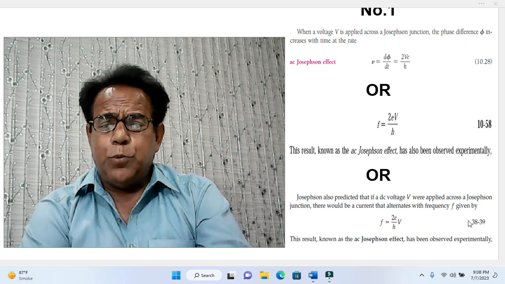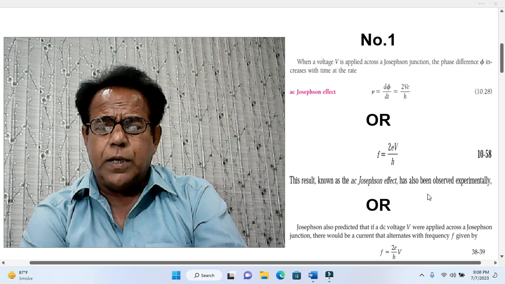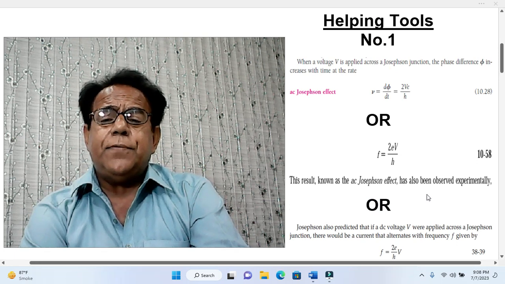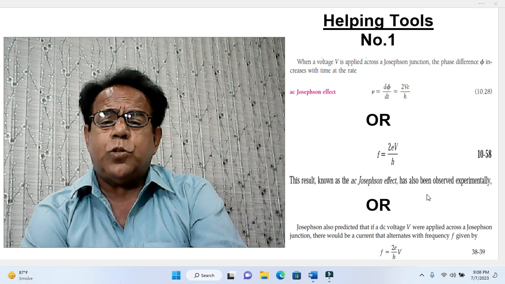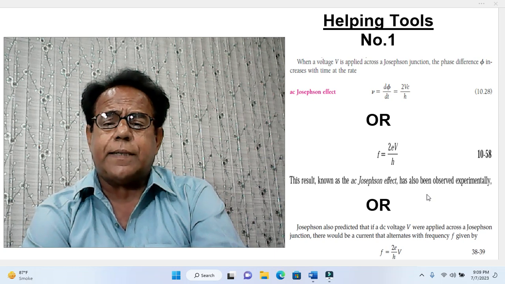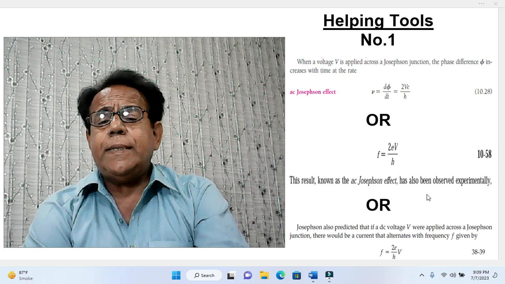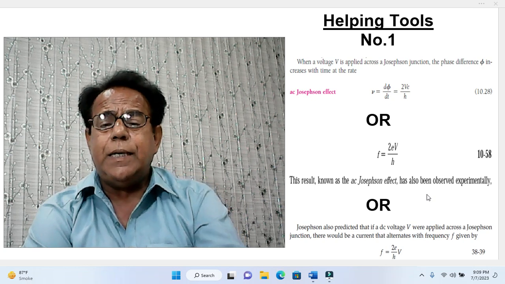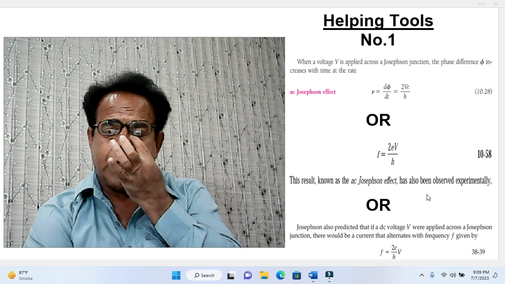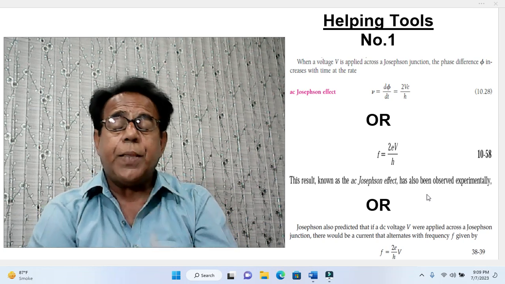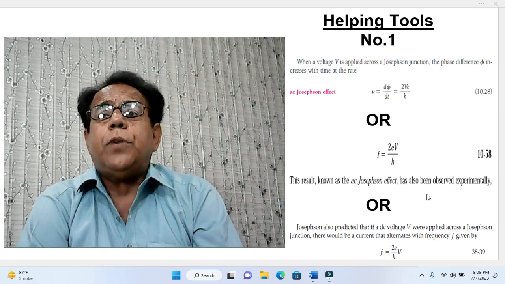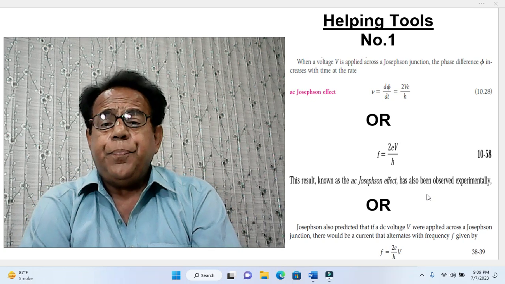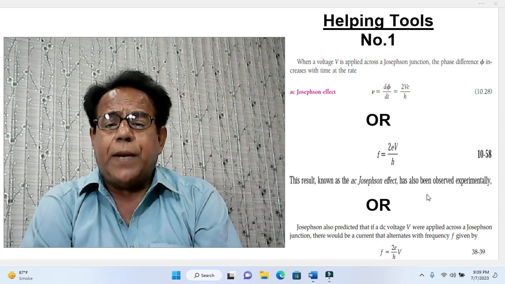Okay, so first we come towards the first version of helping tool number 1. In this version the AC Josephson effect has been described. This is the AC Josephson effect. Similarly, there is the DC Josephson effect. Such concepts are more widely used in electronics.